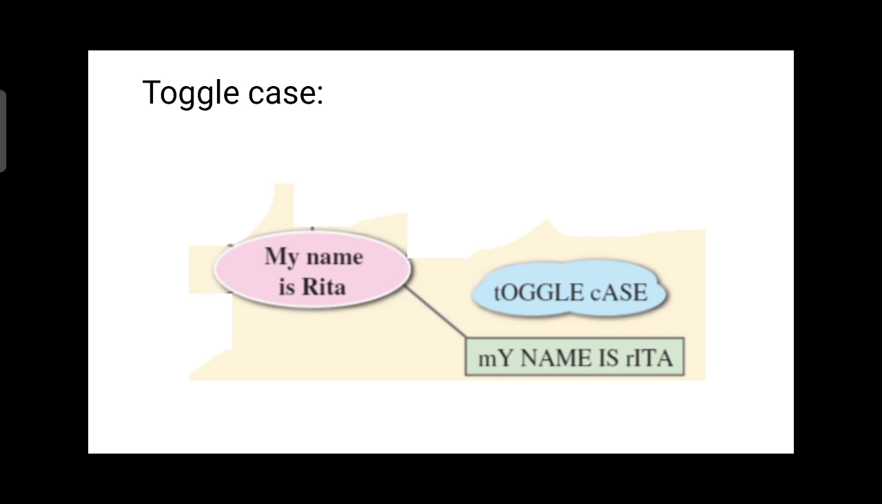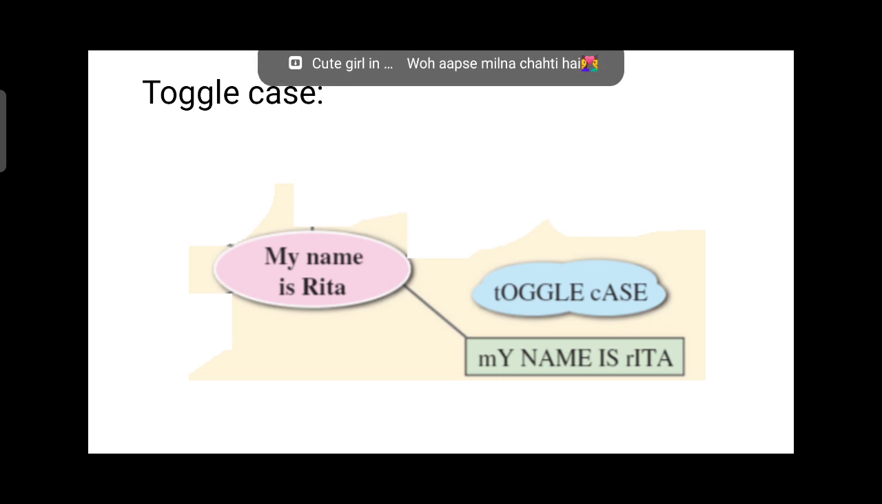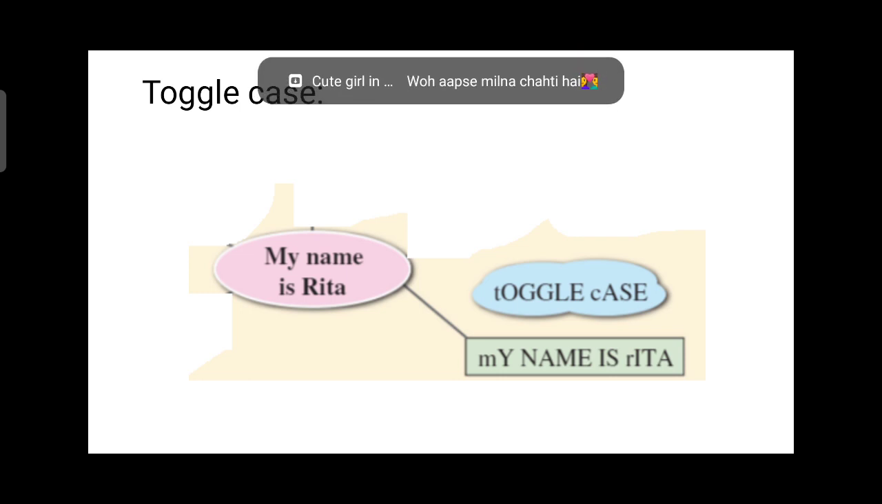Next option is toggle case. Toggle case means it changes the selected text into reverse case. That is, lowercase is converted into uppercase and vice versa.